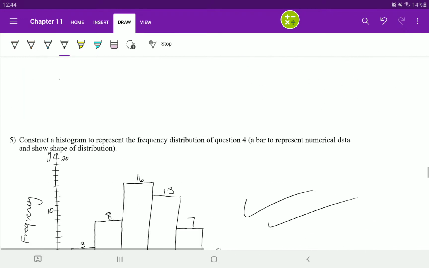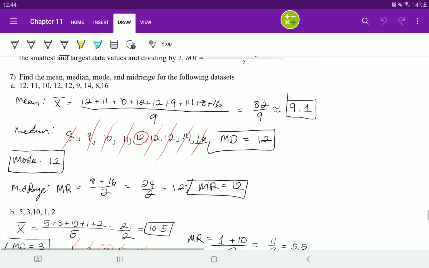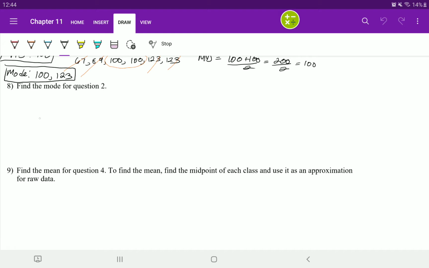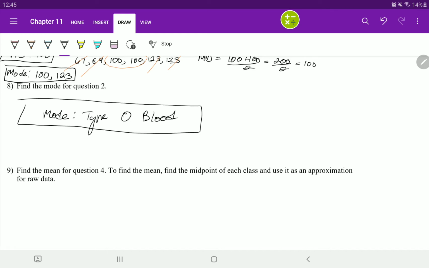So to answer question number 8, the mode is going to be type O blood. Remember, the mode is the class with the highest frequency.